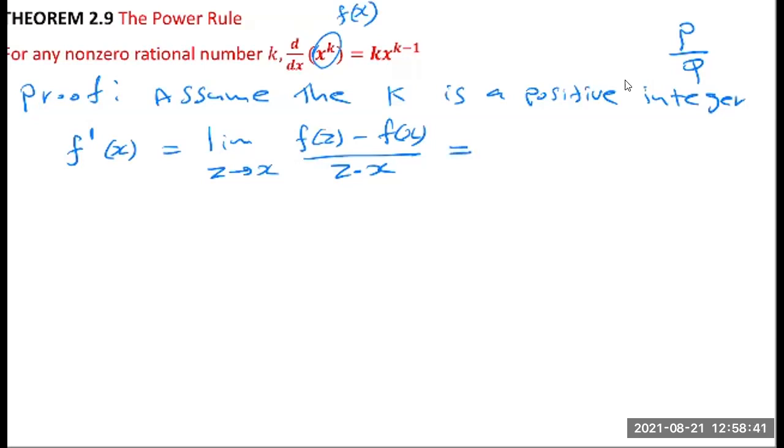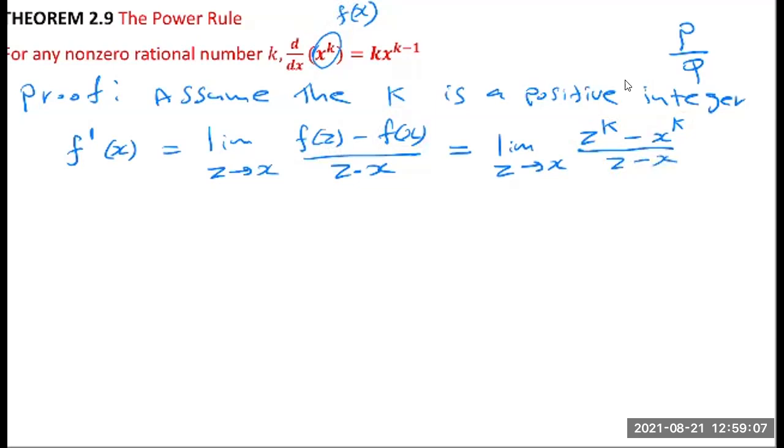All right, what is this? The limit as z approaches x of z to the power k minus x to the power k. Because my function f of x is nothing but x to the power k, f of z should be z to the power k. f of x is, of course, x to the power k. Don't forget z minus x in the bottom.